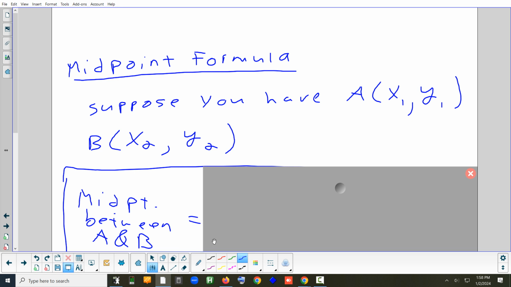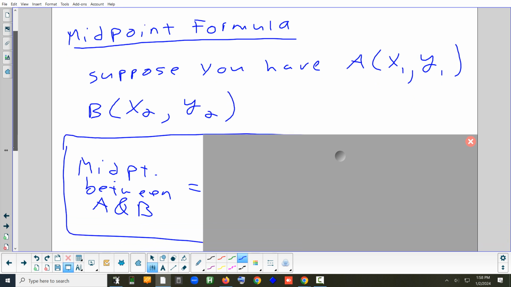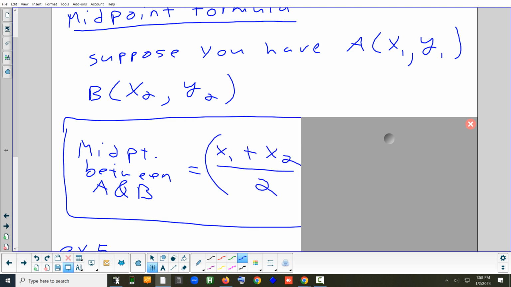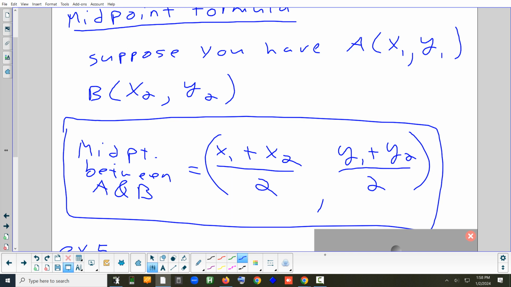Okay, so based on that, what do you think the formula is going to be for finding the x value for the midpoint? x1 plus x2, and then divided by 2. So that's the formula to find the x value. How about the formula for the y value? y2 plus y1 divided by 2. Yes, it doesn't matter the order you add them in, because when you add, it's the same thing. So y1 plus y2, and then divide by 2.